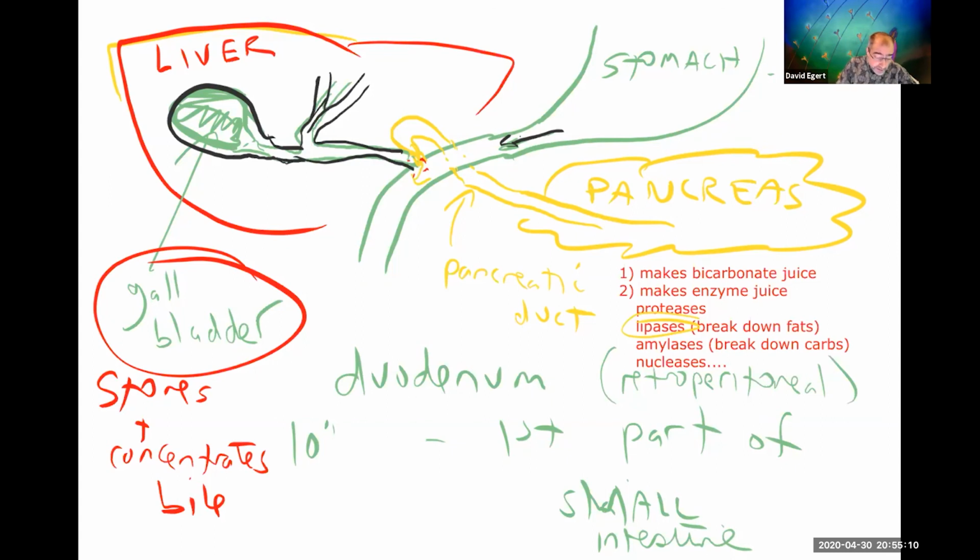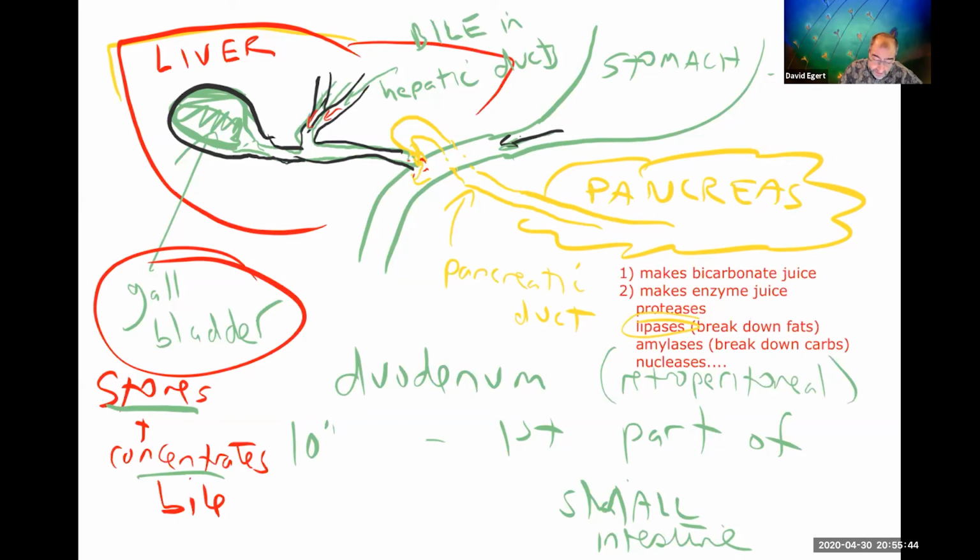So the gallbladder, I'm saying it stores and concentrates. It doesn't make the bile. The bile is actually made in the liver. So the bile is made in the liver and then moves in through what are called these little hepatic ducts. And so the bile goes on.